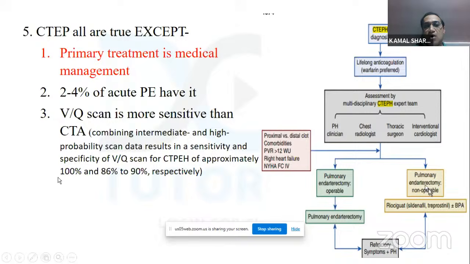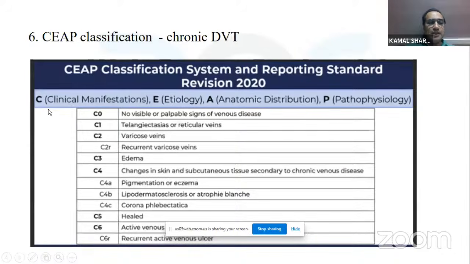Only if he is inoperable, then he gets therapies like riociguat, which is the proven therapy in the CTEPH subgroup of patients, along with balloon pulmonary angioplasty. So pure medical management would not go unless you have a patient who's falling into the exclusion criteria from this algorithm. Next question was CEAP classification.